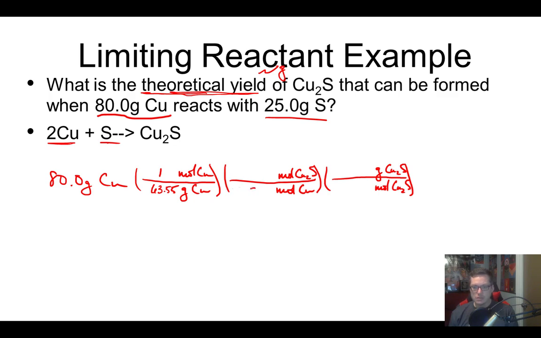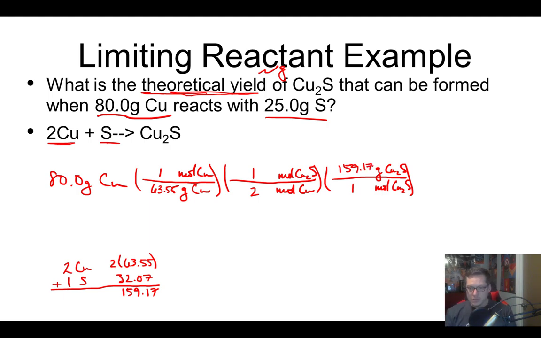So moles of copper, that's a 2, that's the coefficient in front of the copper, and copper sulfide is 1. And then we're going to go from moles of copper 2 sulfide to grams of copper 2 sulfide. So we're going to need to find the molar mass of copper 2 sulfide. So we got 2 coppers, 1 sulfur. Add those guys up. So we have 2 times 63.55 plus 32.07 for our sulfur, 159.17. So we'll stick that guy up here, 159.17.